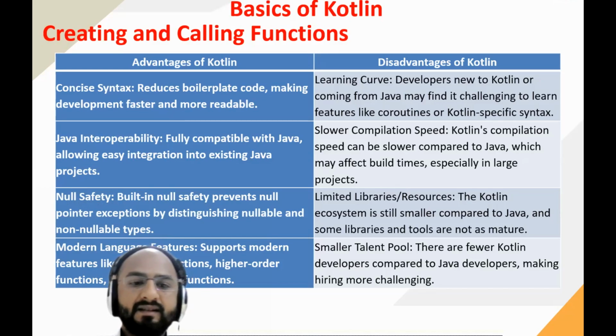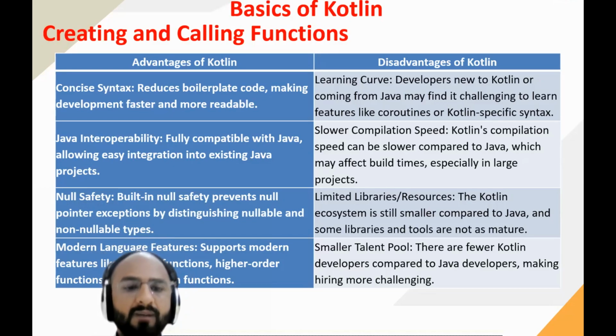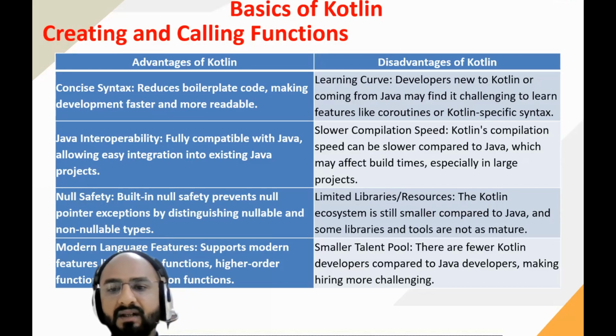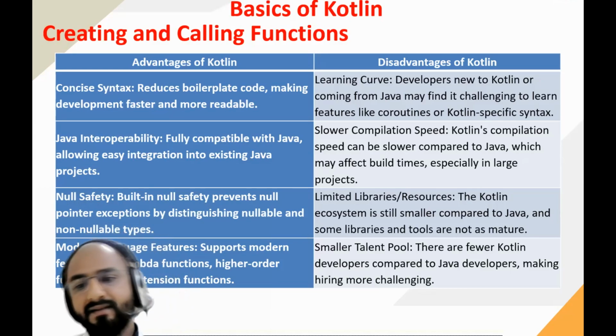The advantage is null safety. It has built-in null safety, preventing null pointer exceptions by distinguishing nullable and non-null values. The disadvantage is limited libraries: the Kotlin ecosystem is still smaller compared to Java, and some library tools are not as mature.